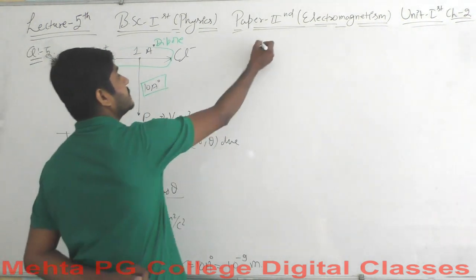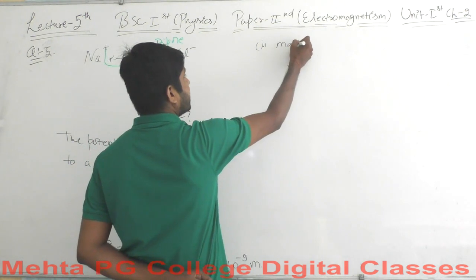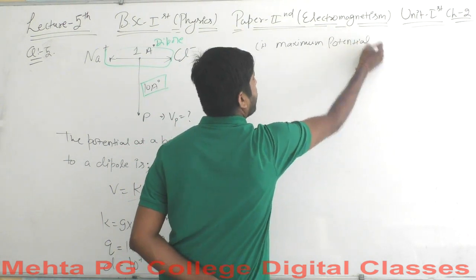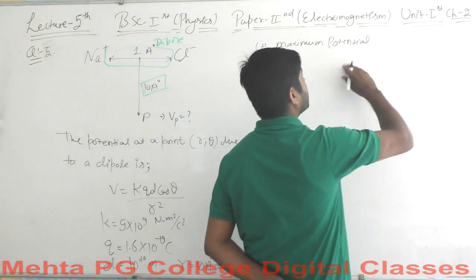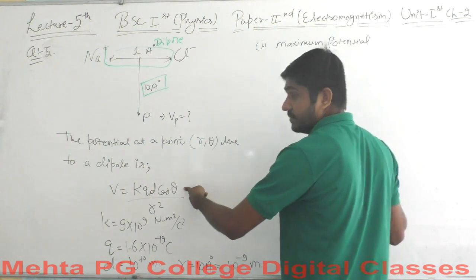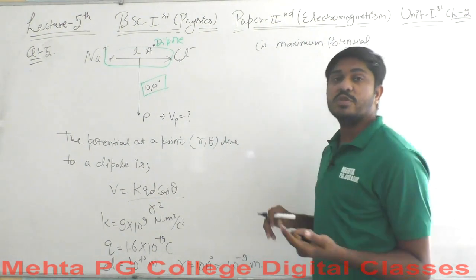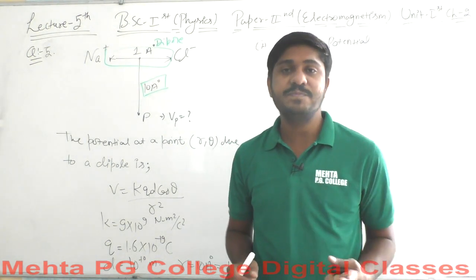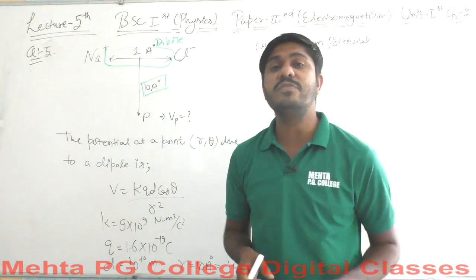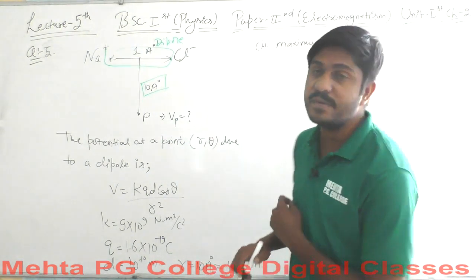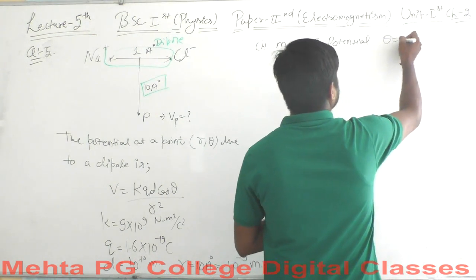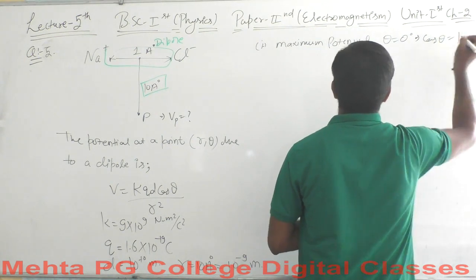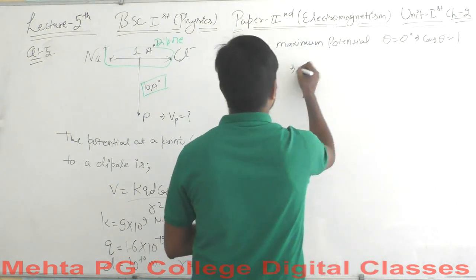Okay. First, let's calculate the maximum potential. For the maximum potential, you remember the cos of theta must be equal to 1. When will the value of cos of theta equal 1? The value of cos of theta will be equal to 1 only when theta approaches 0. For the minimum value of theta, cos approaches its maximum value here. Theta must be equal to 0 degrees, and this implies that cos of theta will be equal to 1 here.